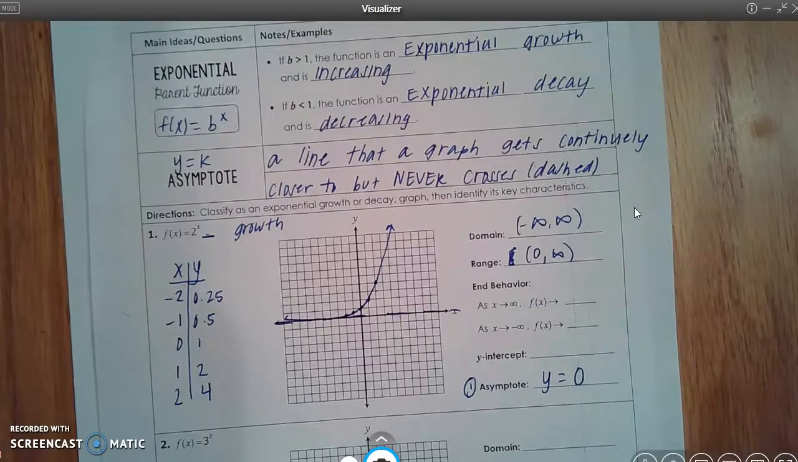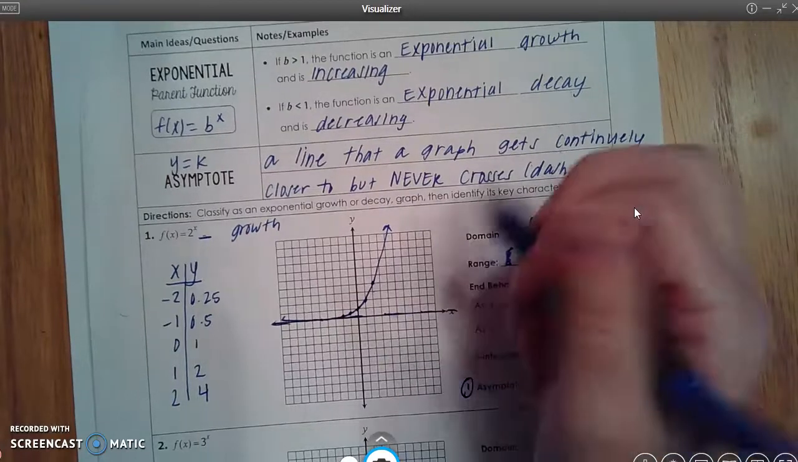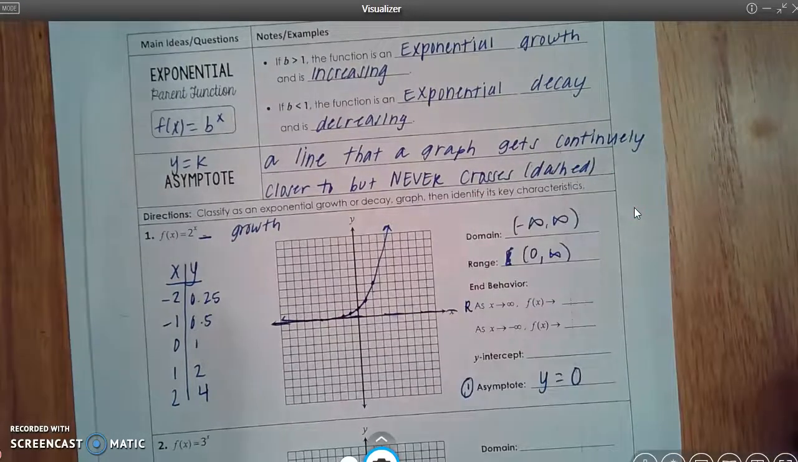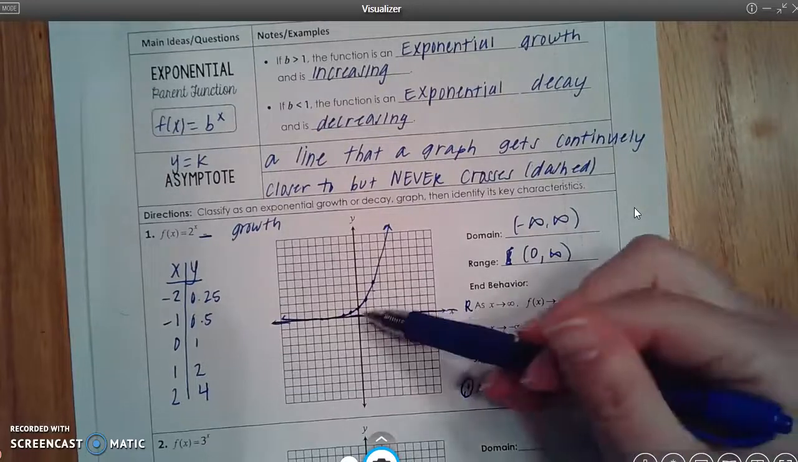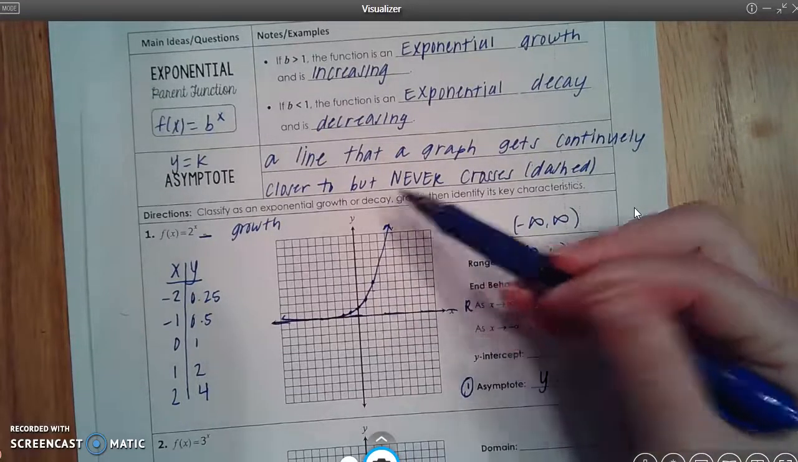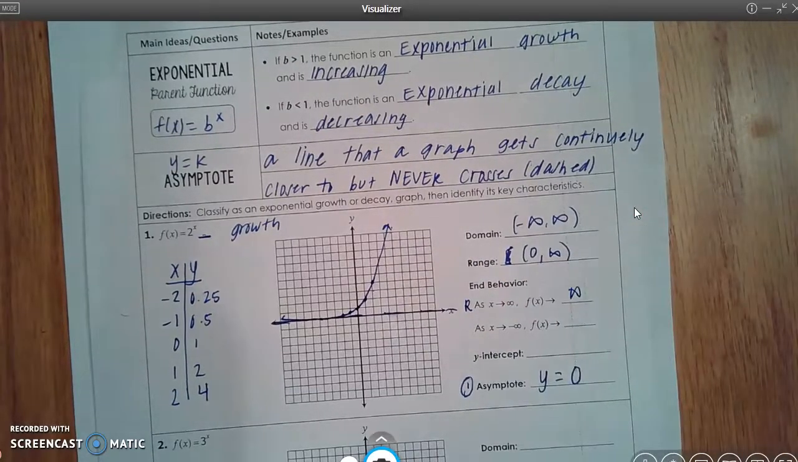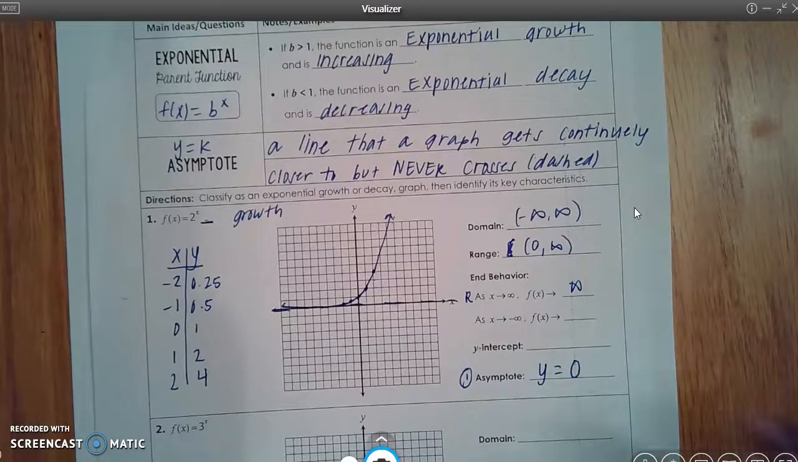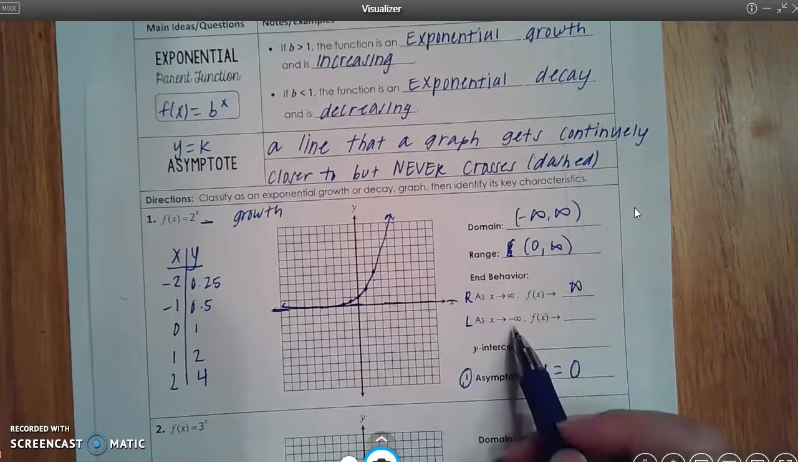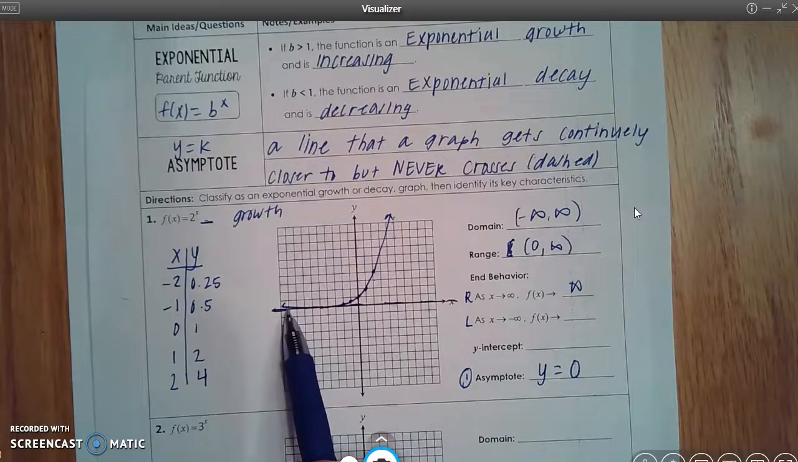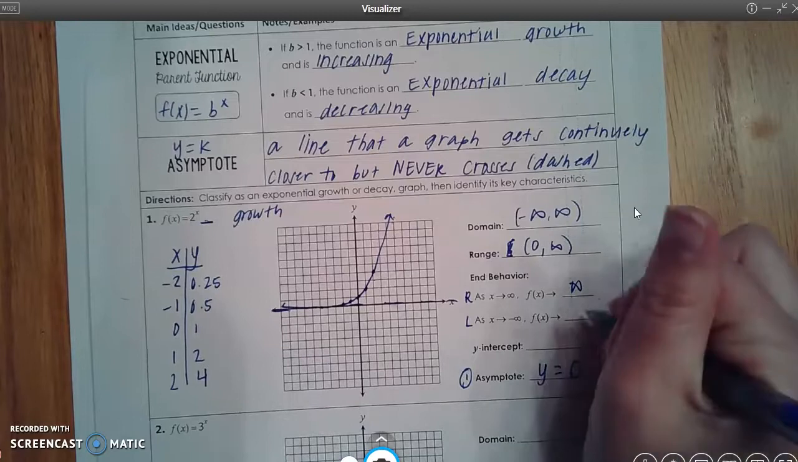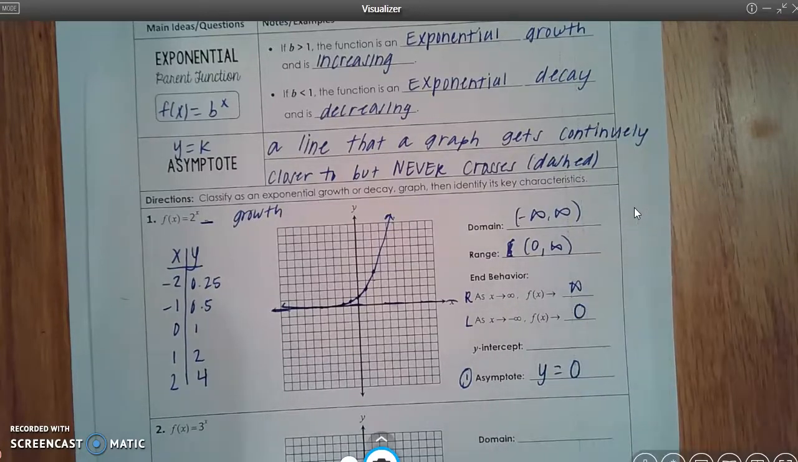Okay, so when x is going to +infinity, this is asking about my right arrow. Where's my right arrow pointing? Well, that right arrow is pointing up towards +infinity. This one is where x is approaching -infinity, which is my left arrow. But the y value that this is approaching is my asymptote, which occurs at 0.